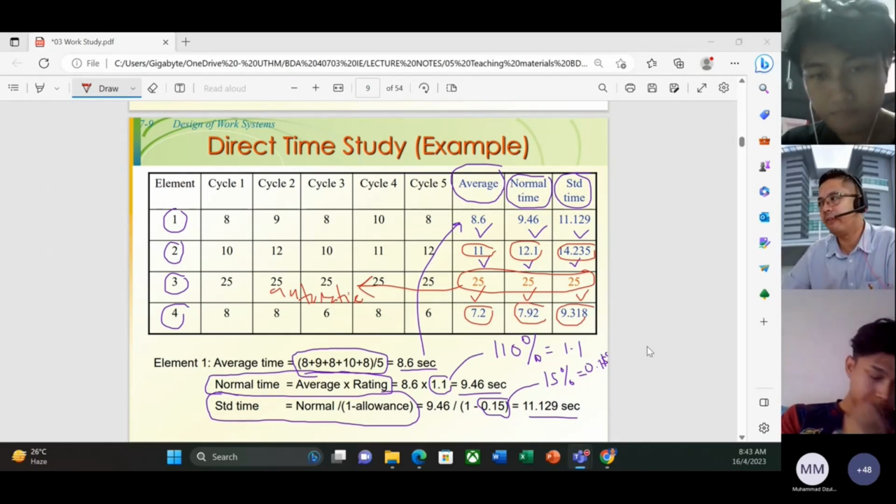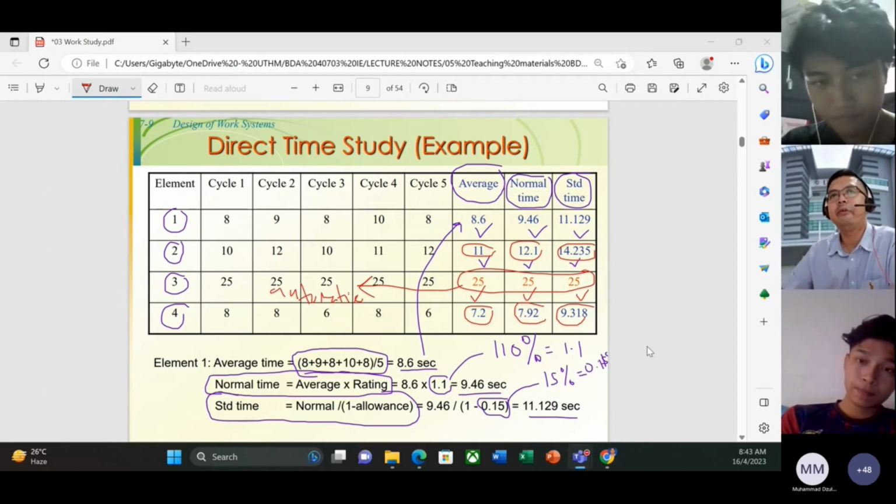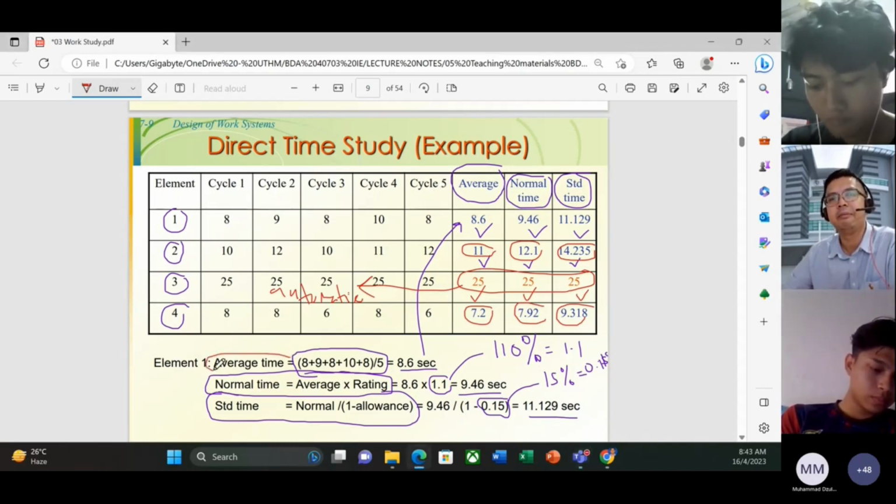Okay, clear? Any questions so far? How do we calculate the average time? Divide by 5. If they have 10 cycle times, meaning the average time is the sum of the total divided by 10. So average is very simple. Do not make a mistake.